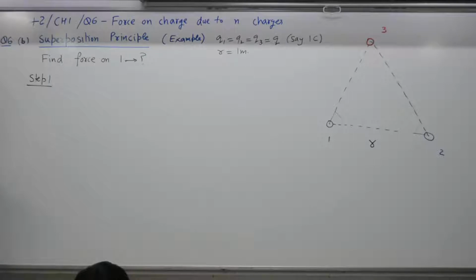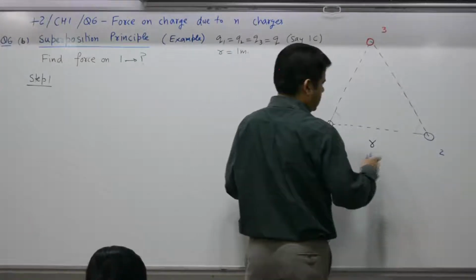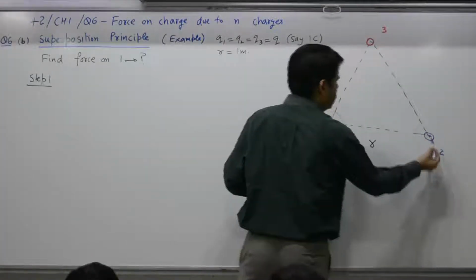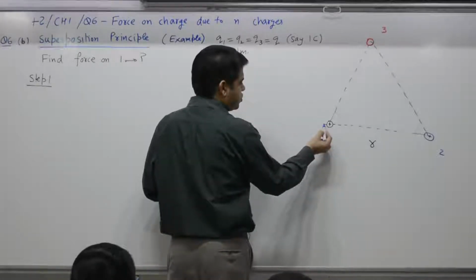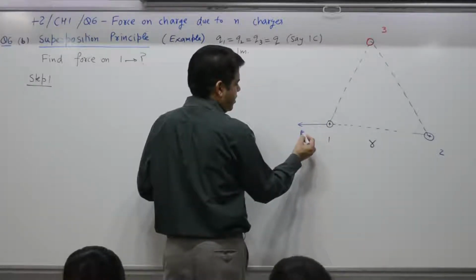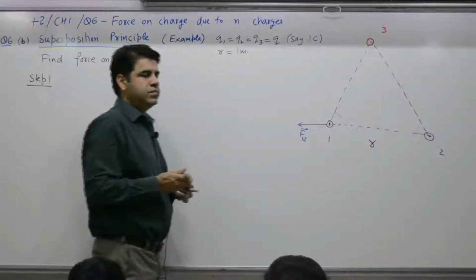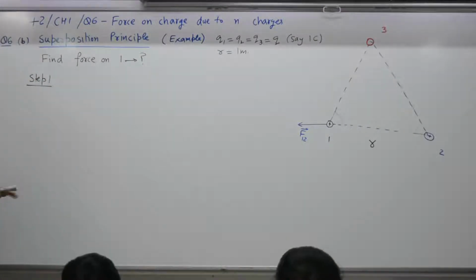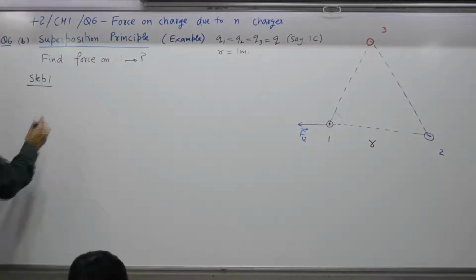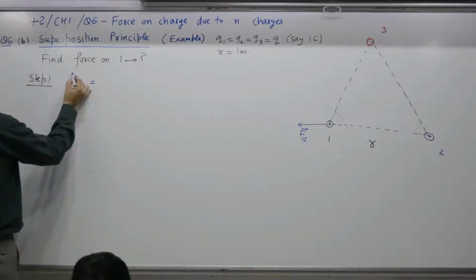Step 1. Due to this charge, yes, this is positive charge. Because of this charge and this charge, positive will repel. Force on 1 due to 2. We have to find out F12, force on 1 due to 2, its magnitude only.